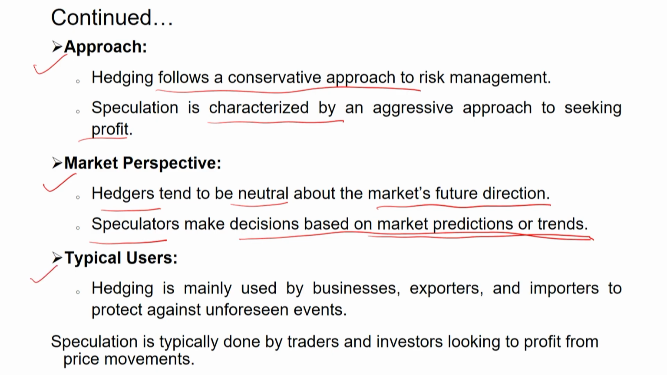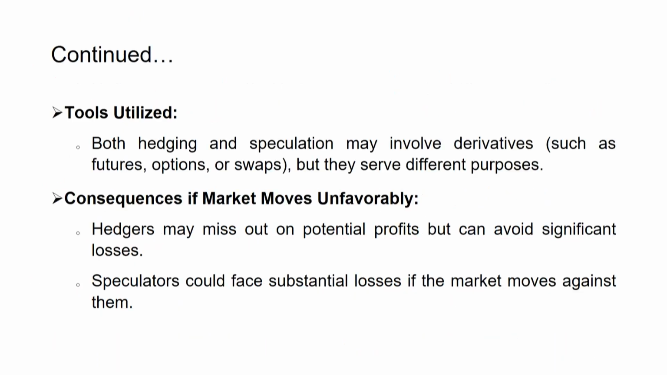If we talk about the users, the hedging procedure is used by businesses, exporters and importers to protect against unforeseen events in the market, whereas speculation is done by traders or investors who are looking for profit from the price movement of assets in the financial market. So basically, the typical users of hedging are exporter businesses who need to invest in various financial instruments for the management of their business risk, whereas speculators only tend to take risk for increasing prices.